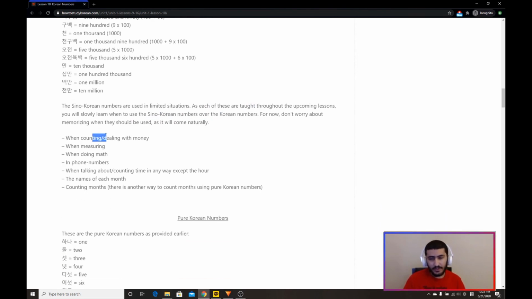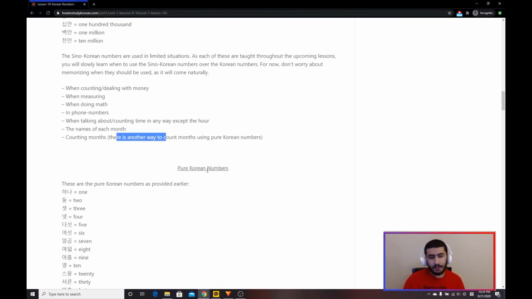So when counting, when dealing with money, you're always going to use these numbers. When measuring, when doing math, in phone numbers, when talking about counting time in any way except the hours. So in minutes, you would use these Sino-Korean numbers. For seconds, you would use it. You would not use it for hours. The names of each month, you use the Sino-Korean numbers. Counting months, you can use either or. There's two different ways.